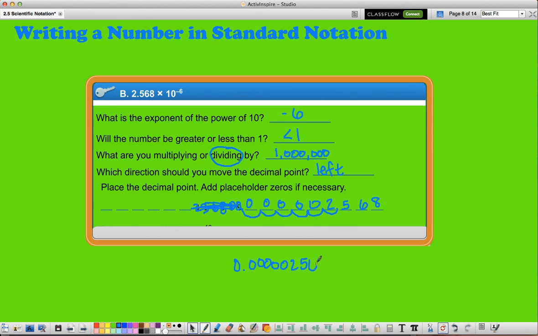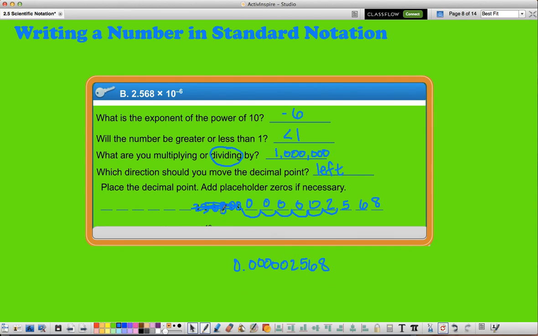2, 5, 6, 8. So in this case, tenths, hundredths, thousandths, 10,000ths, 100,000ths, millions, 10 millions, 100 millions, billions. So this is 2,568 billions. Again, not that bad, but can you imagine writing this over and over and over, or even writing numbers that are tinier than this?